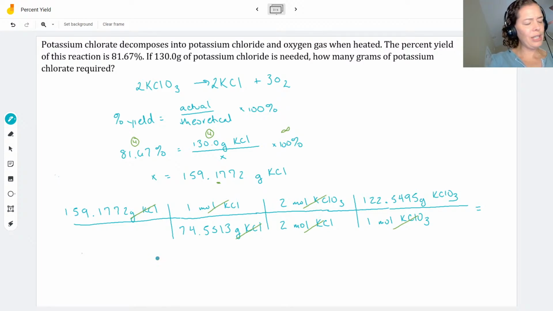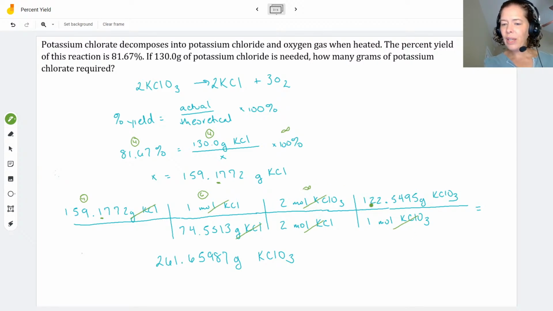Okay, so this answer is 261.659. I went ahead and put down a lot of decimals here. We obviously do not need all these decimals, so let's talk about sig figs. So my starting mass of potassium chloride has 4 sig figs. My molar mass here has 6. My mole ratio, of course, has infinite, and this molar mass has 7.